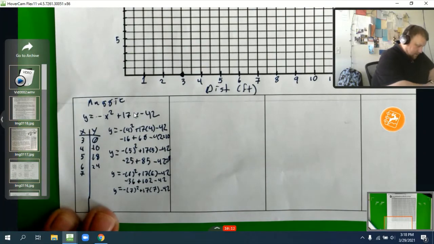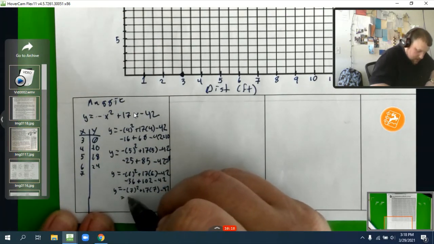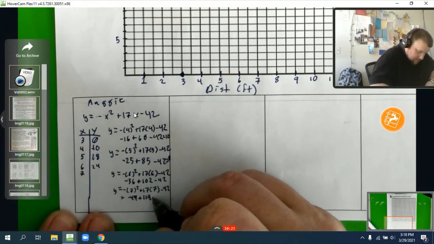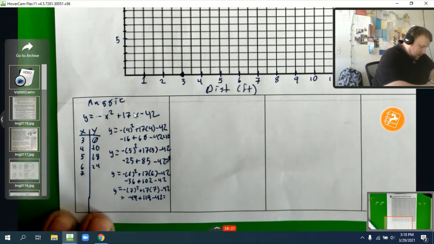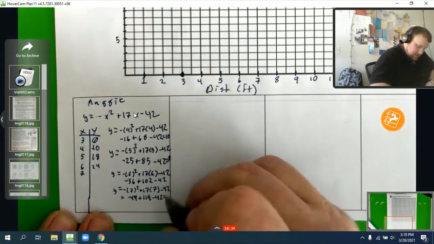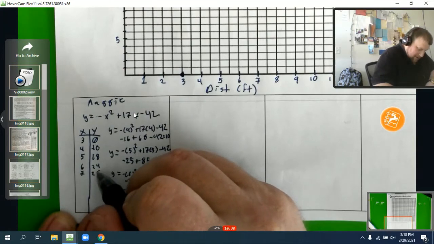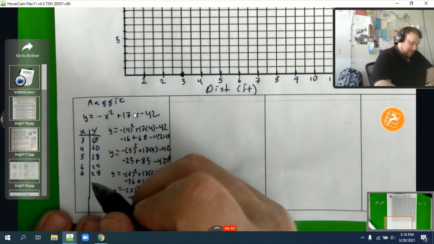And what's 7 times 17? So we're going to have, which equals negative 49 plus 119 minus 42. And what's 119 minus 49 minus 42? Gets me 28. Oh, that looks about right. Hey, look at that. It did only go up by 4. What do you bet the next one's 30? I think we've cracked the pattern here.